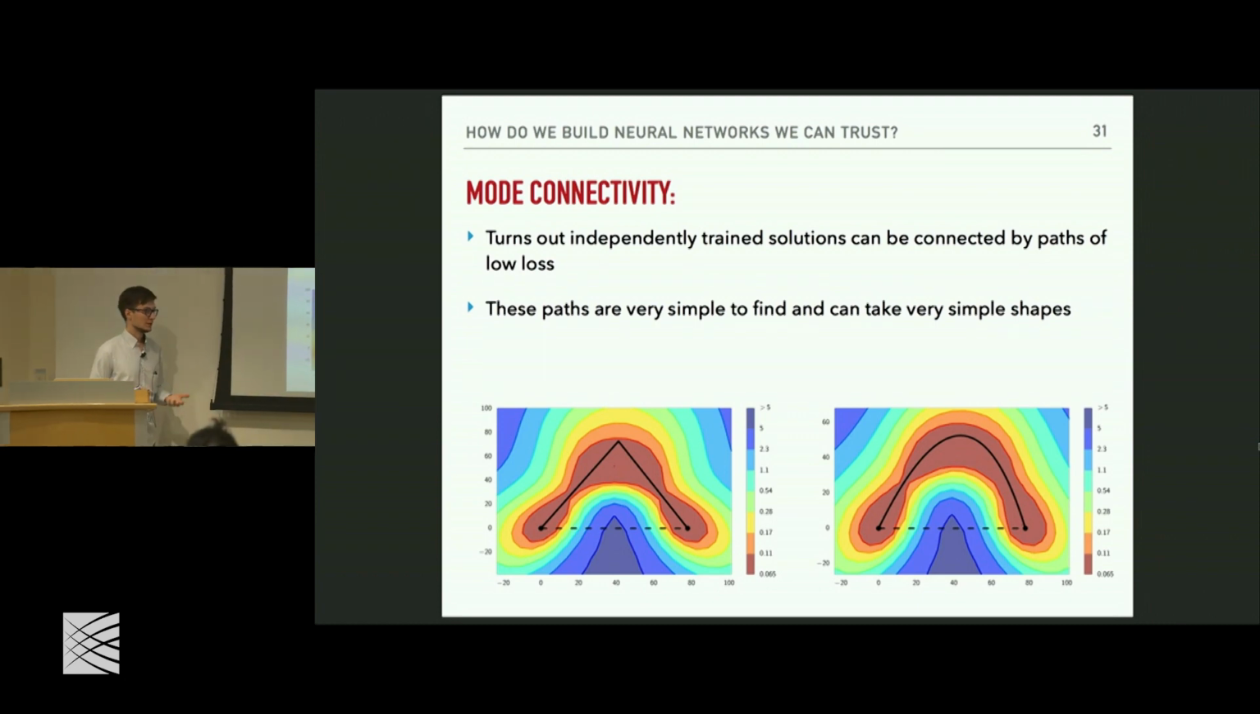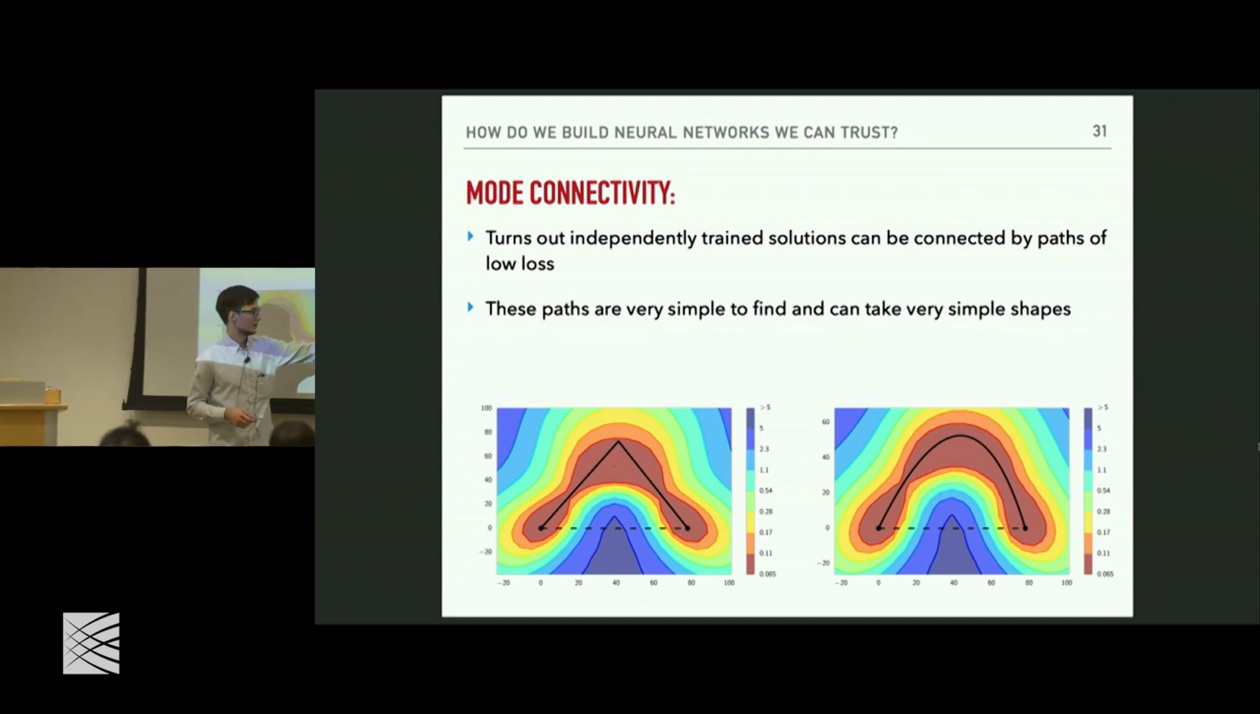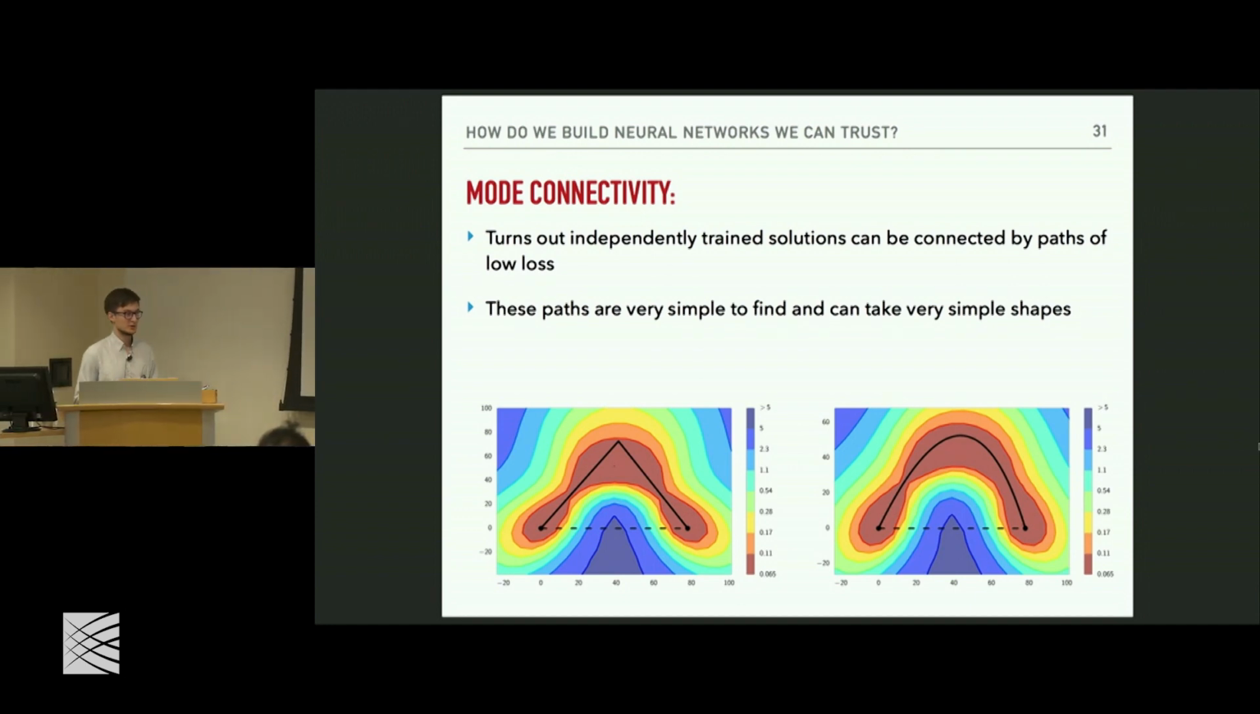So, the connections can be planar, so these paths can lie in one two-dimensional plane of this million-dimensional space, and they can be of this form, like a polygonal chain with just one bend, or this quadratic Bezier curve. And Andrew will talk in more detail about how exactly you can find these paths.